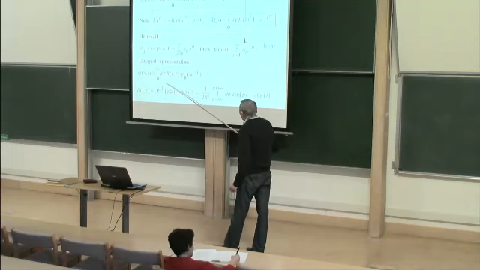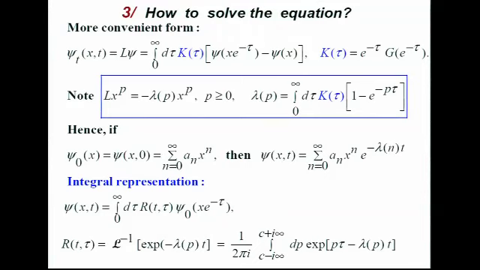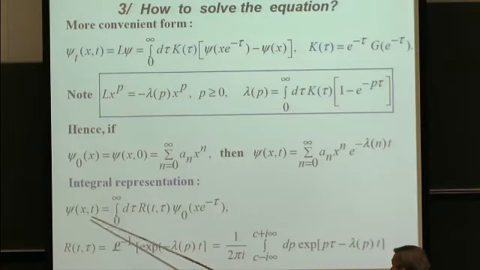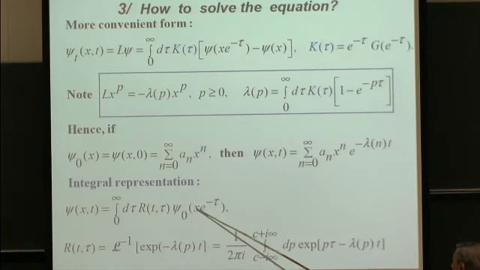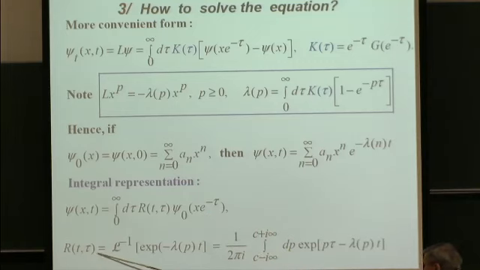Another form of solution of this equation is through some kernel, that psi of x and t is the integral over tau of a kernel r of t, tau, times psi 0 of x exponential minus tau, where we have an explicit formula for r. It is the inverse Laplace transform of the function exponential of minus lambda of p t.